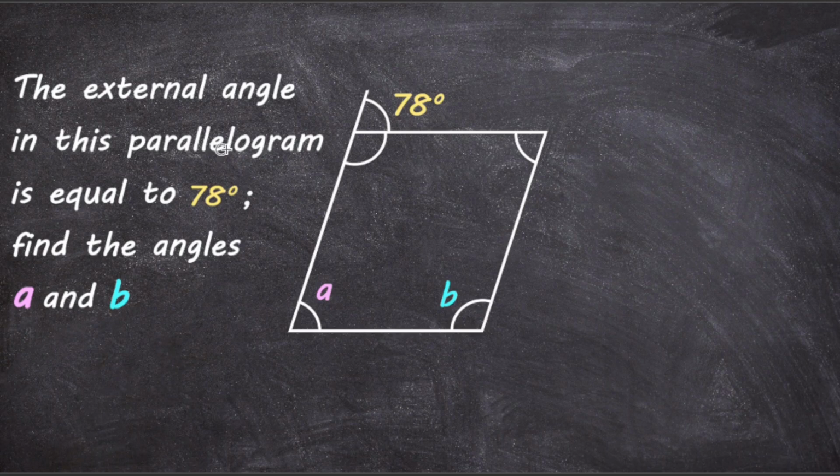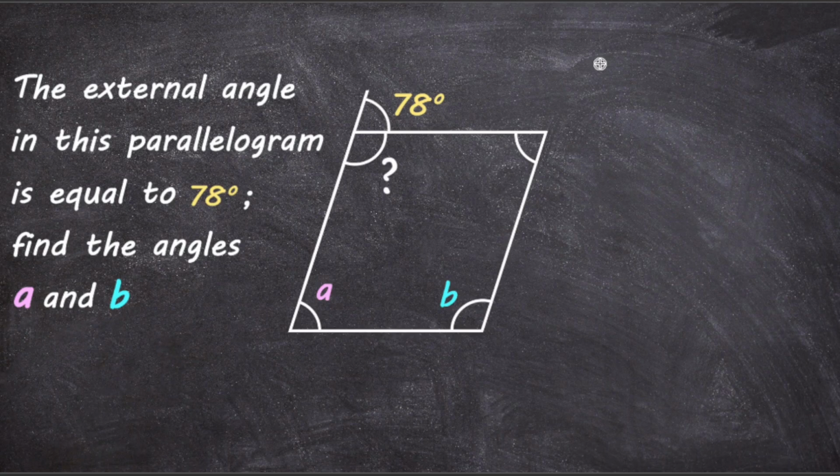The external angle in this parallelogram is equal to 78 degrees. Find the angles A and B. The first thing I would do is remember that opposite angles are equal. So whatever this angle is must be the same as B. So if we can find this, then we'd be able to find B. I'd also notice that these two angles, the one we know and this one, are on a straight line. So the sum of these two angles would be 180 degrees. So let's put a question mark for that angle.